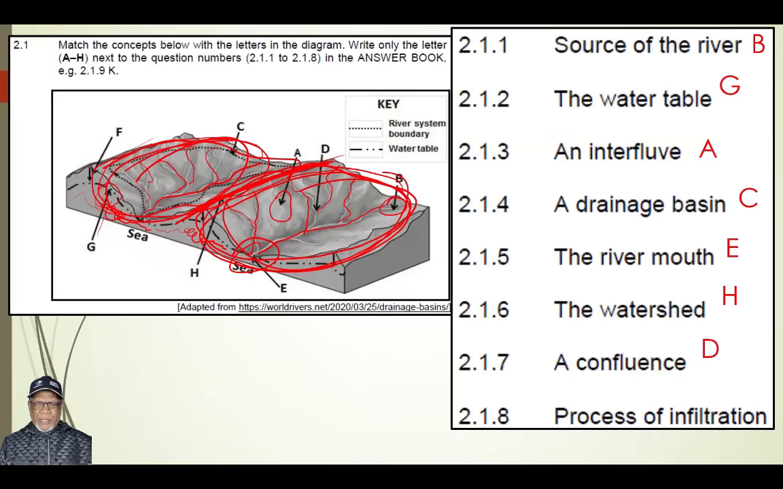Confluence is at number D. Where is our D? This is our D. A confluence is where two streams join. It can be a mainstream and a tributary, or a tributary joining the mainstream. That point is called a confluence. Or it can be where two tributaries are joining each other. So long as the streams are joining, that point is called a confluence.